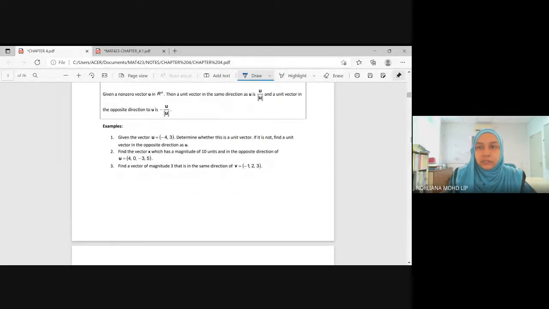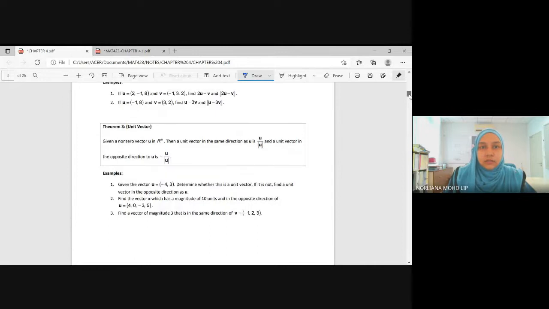Okay, this question is in the notes. In the other notes, example 1. Okay, given the vector u is equal to a vector in n space. Determine whether it is a unit vector. You have to prove that the magnitude of a unit vector is equal to 1. If not, find the unit vector in the opposite direction as u.